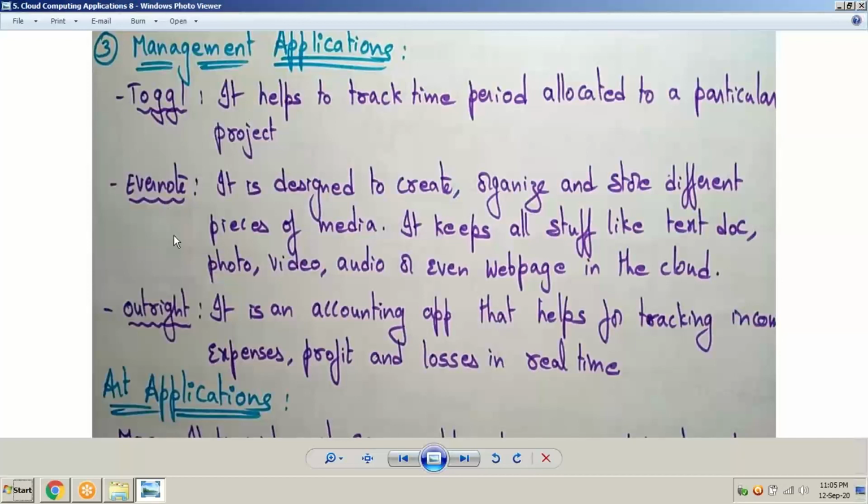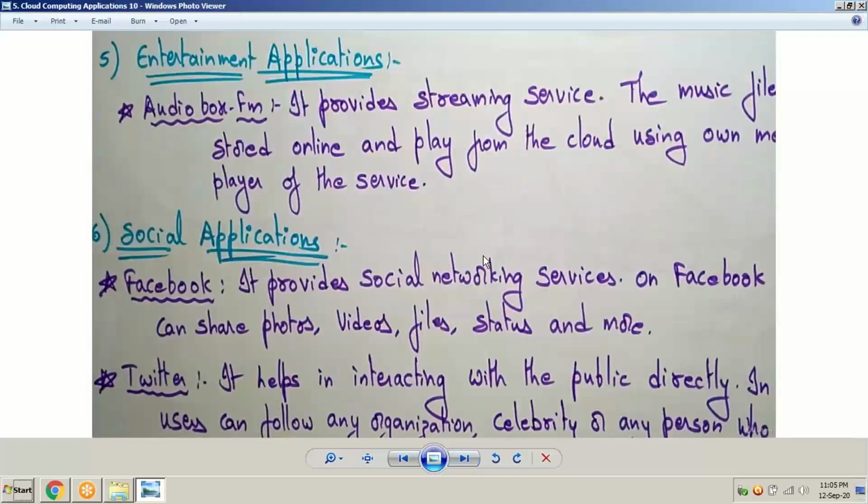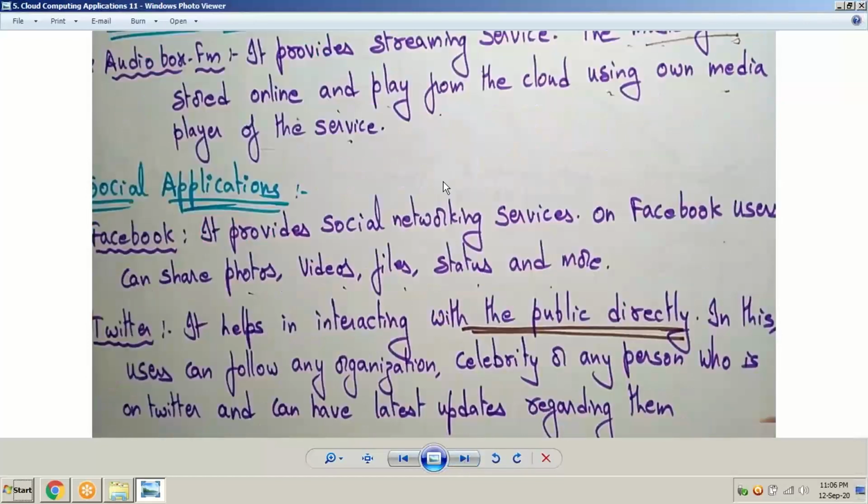In management applications, we have Toggl, Evernote, and Outreach. In art applications, we have MOO, which provides services for designing and uploading printing, postcards, and mini cards. In entertainment applications, we have Audiobox.FM, which provides streaming services for online music stores. What I am showing you are just examples of what service providers can provide us. In social applications, we have Facebook, Twitter, and others. This is one more feature.